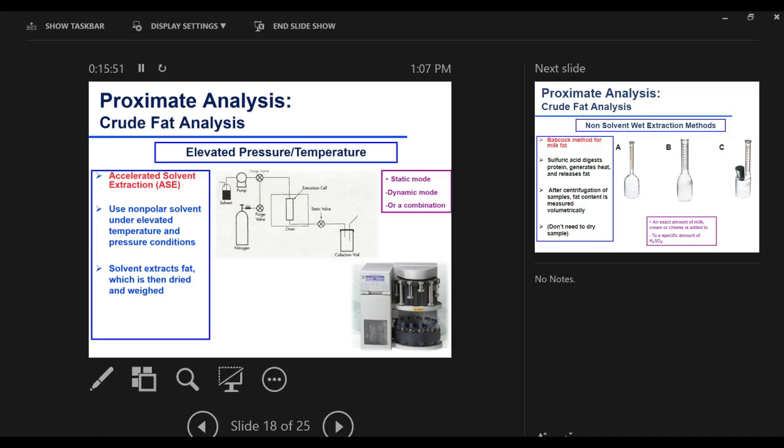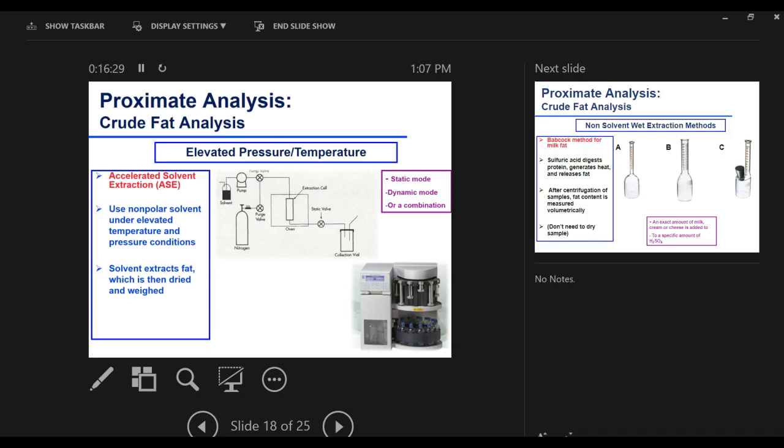The other one is the elevated pressure and temperature, or accelerated solvent extraction. Here, instead of having CO2, you have your regular solvent. But if you use your regular solvent under pressure, then your boiling temperature increases. Therefore, you can have more efficient extraction with your solvent at higher temperature. So you can increase the temperature and have better efficiency of extraction before the solvent is evaporated. So basically, you're increasing the boiling point of your solvent under pressure.